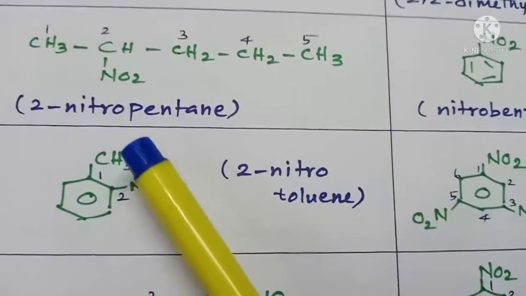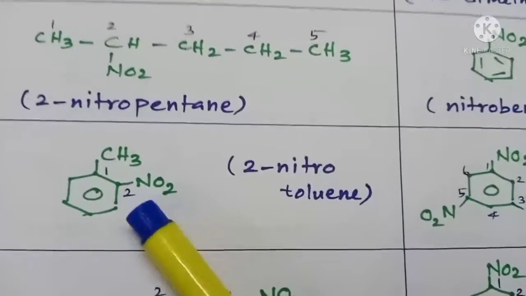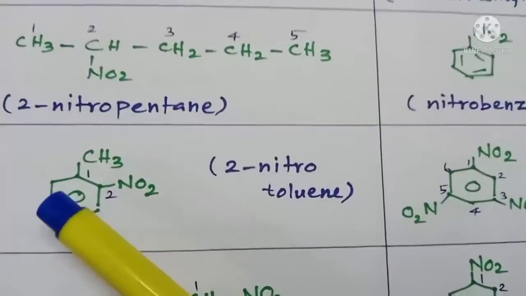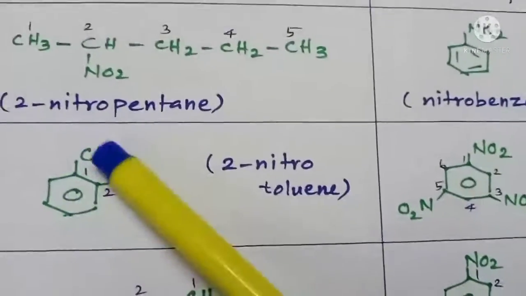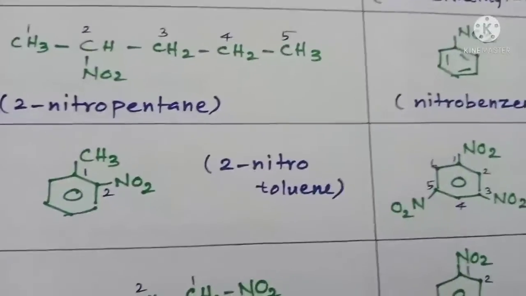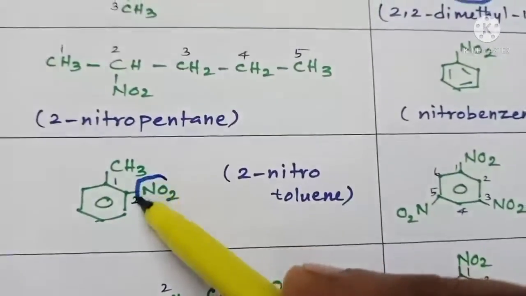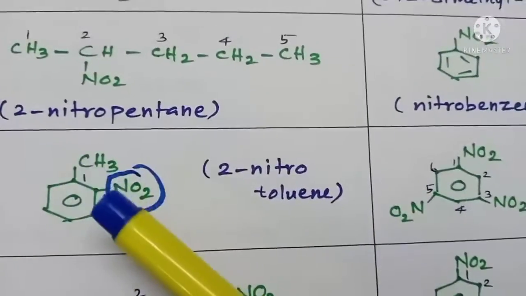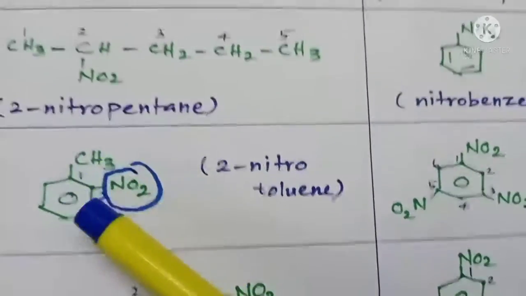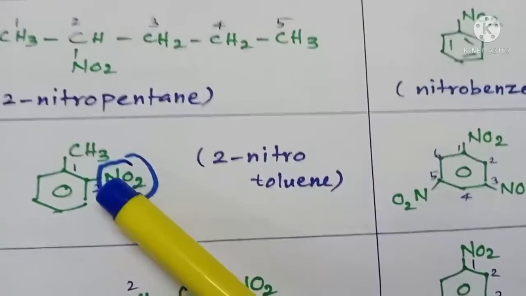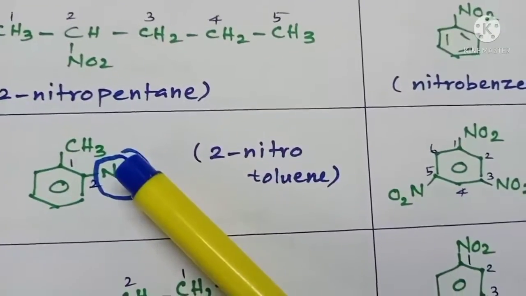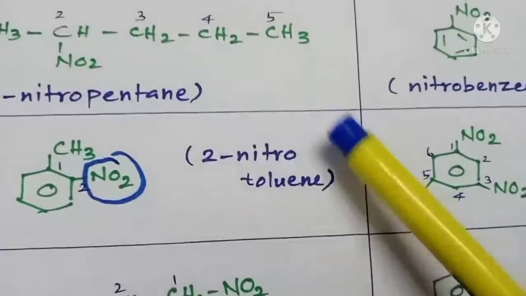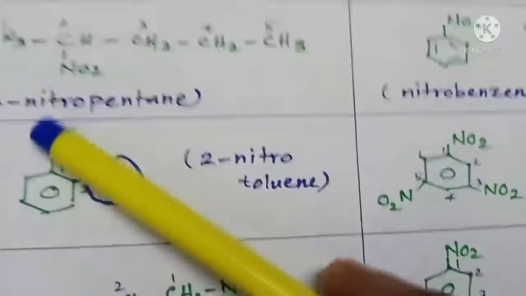Now look at the next one. In the benzene ring, we have two groups. One is methyl, another one is the nitro group. Benzene with a methyl group is the parental compound, isn't it? Benzene with a methyl group is nothing but toluene. Now here, this NO2 group is considered as a substituent, so nitrotoluene. While giving numbers, we start with the methyl carbon, so the carbon which carries the NO2 group gets number 2. The nitro group is at second carbon, so 2-nitrotoluene.